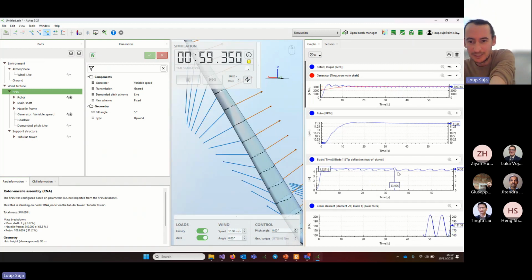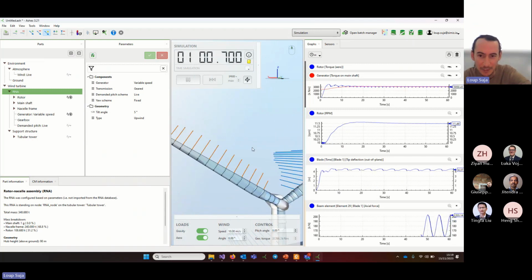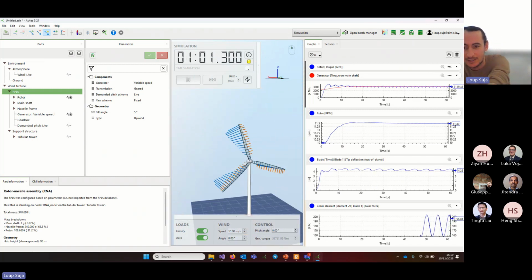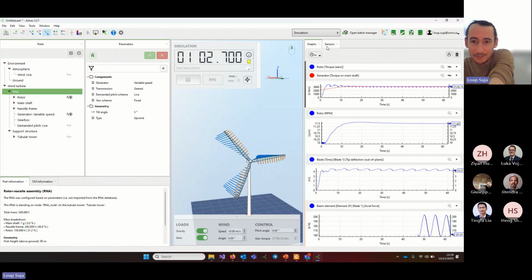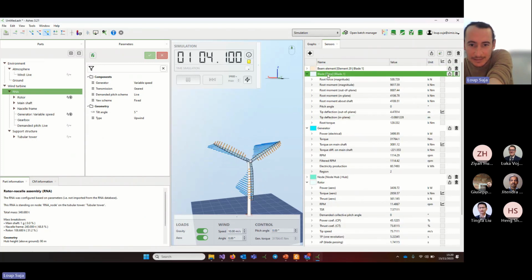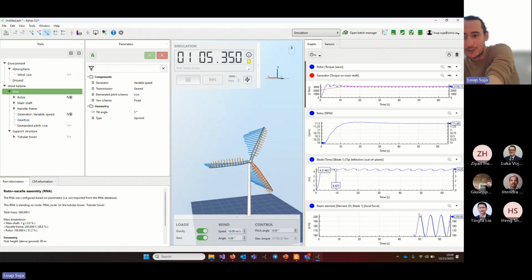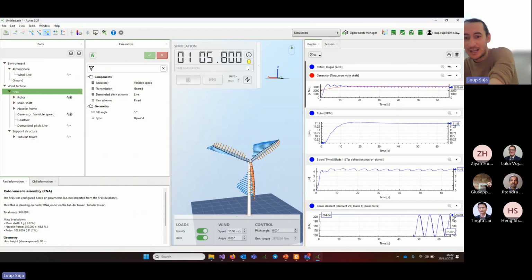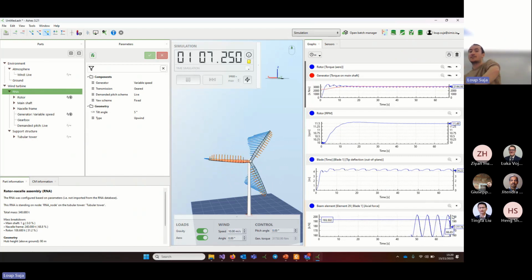This is the tip deflection. So the blade is moving a bit backwards, so the tip is a little bit backwards. And then this is the axial force. What's interesting here, so let's see, we're looking at this blade here. What's interesting here is that the axial force is the maximum when the blade is pointing downwards, right?